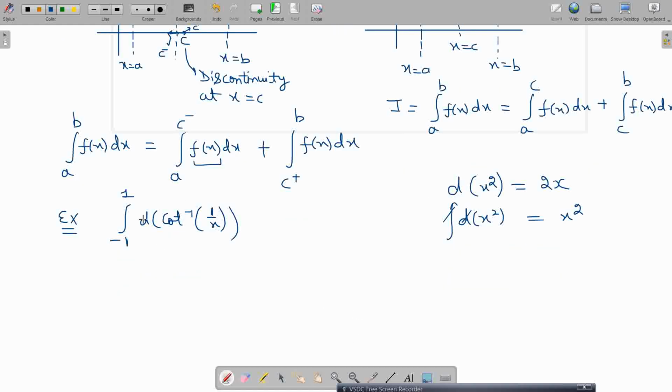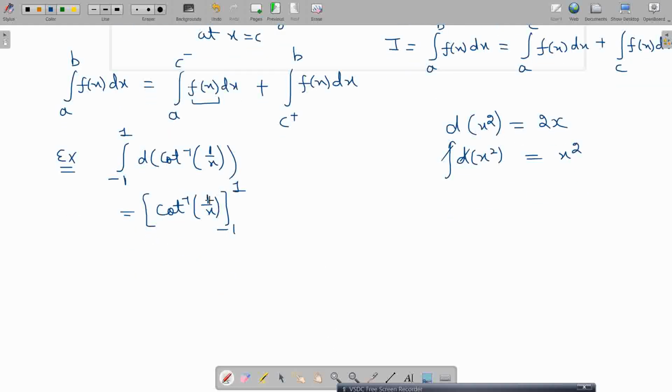Similarly, here also we have the integral of d of cot inverse x. So I could write d cot inverse of 1 over x within the limits minus 1 to 1. But can you see that cot inverse of 1 over x is not defined at the point x equals 0? When you put x equals 0, we have 1 over 0, which is infinity. So this function is not defined at x equals 0.